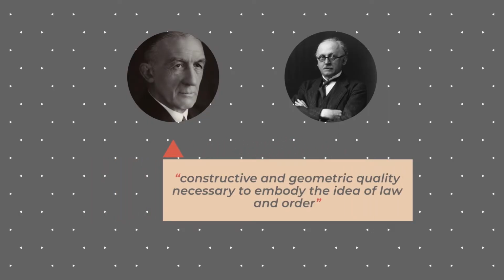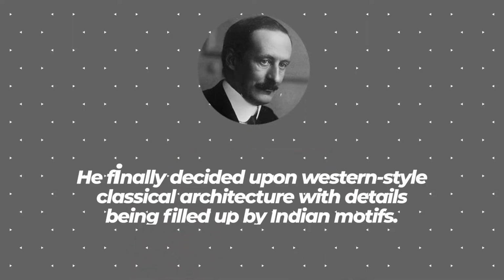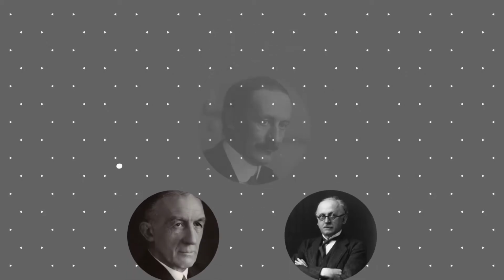Baker too felt that Indian architecture lacked the constructive and geometric quality necessary to embody the idea of law and order which had been produced out of chaos by the British administration. Lord Hardinge played an influential role in the planning of the new capital. He finally decided upon Western-style classical architecture with details being filled up with Indian motifs.